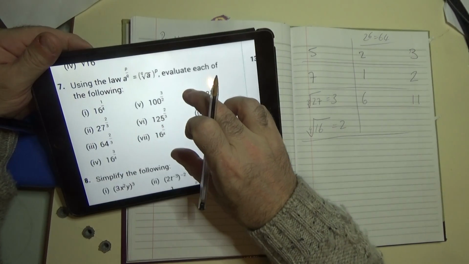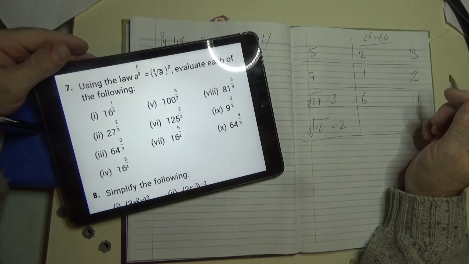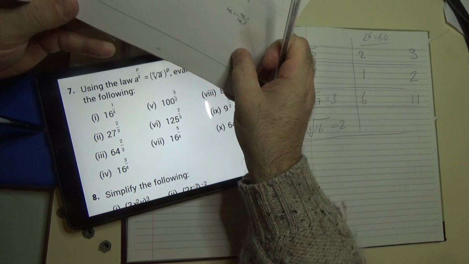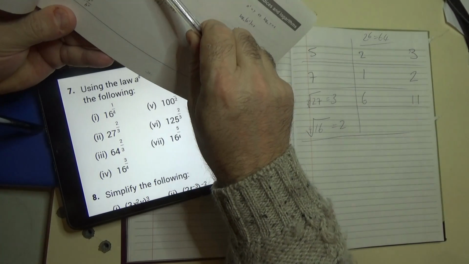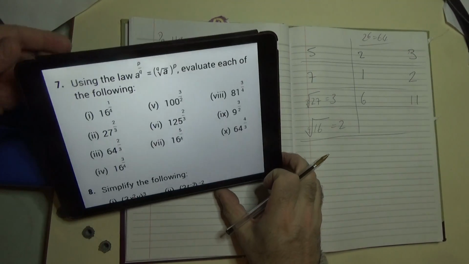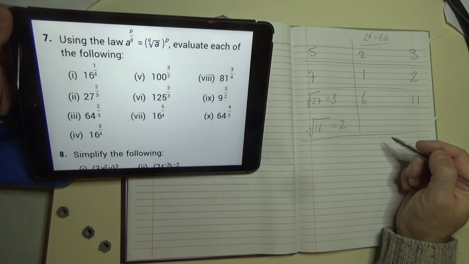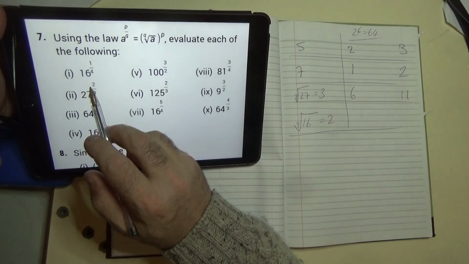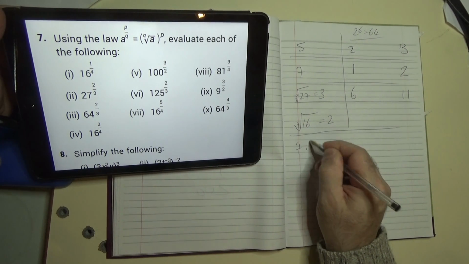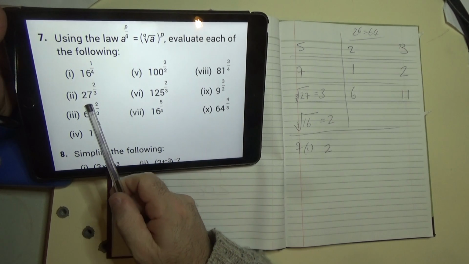Moving to question 7. Question 7 uses rule 7. Funny enough, it's rule 7 and it's question 7. So it takes 16 to the power of a quarter, which is 2. Take 27 to the power of 2/3.